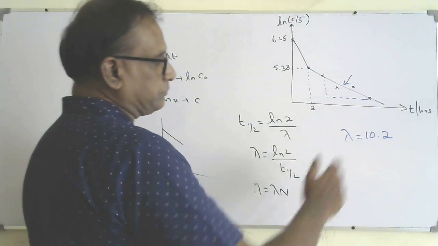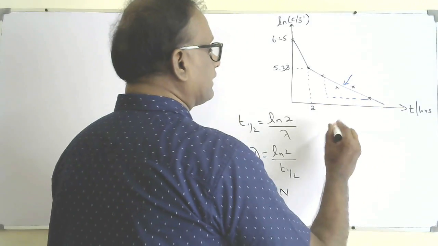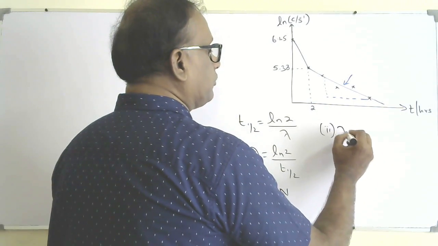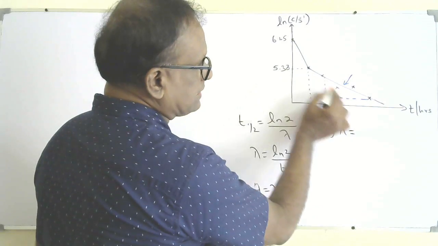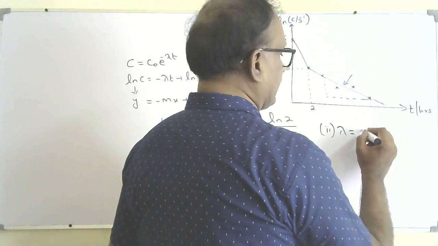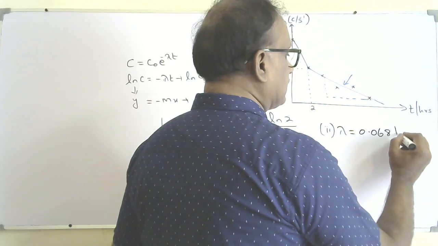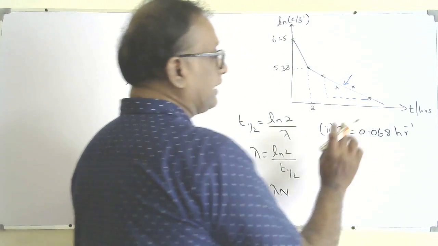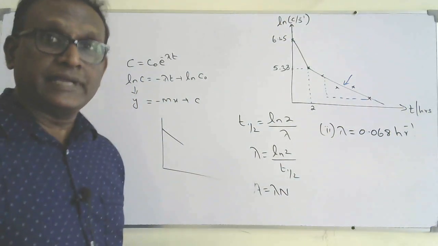Okay, that is for the third part. Second part, you need to find the lambda. So lambda you will get from the graph of this line, find the gradient. So you'll get 0.068. Yeah, 0.068 per hour. That's the answer for lambda of element y.